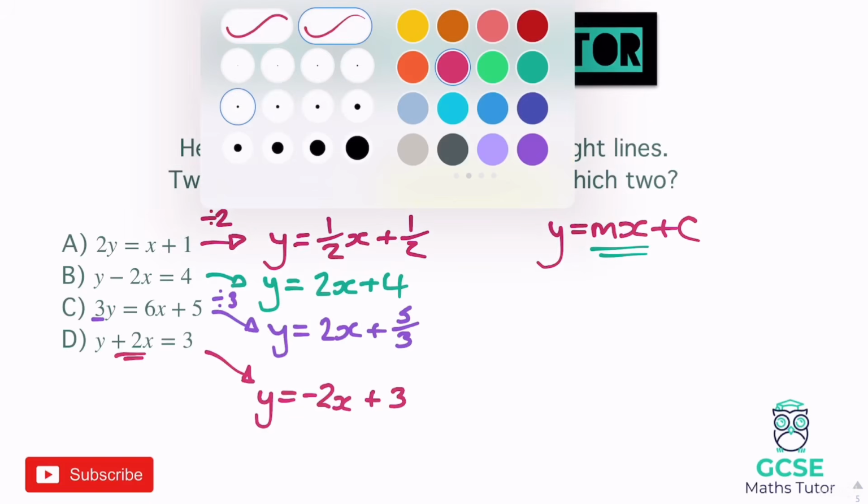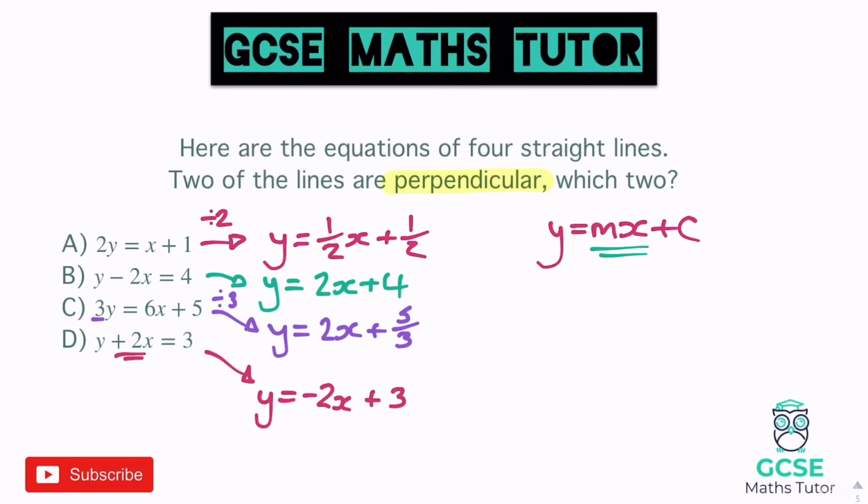Now, as we've got, and let's see if we can highlight this, we've got a 2x and a 2x here. So those two lines there are parallel. Not asking for which ones are parallel, but they have the same gradient, so we could say that those two are parallel. So let's have a look at the other two. So we've got these two here.